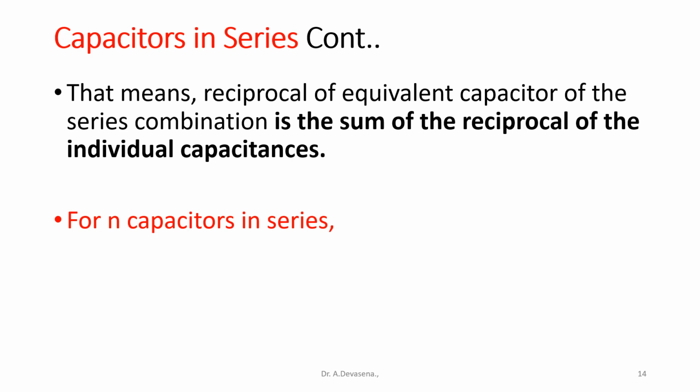capacitances. For n capacitors in series, 1 by C equivalent is equal to 1 by C1 plus 1 by C2 plus 1 by C3 plus it goes on up to plus 1 by Cn.